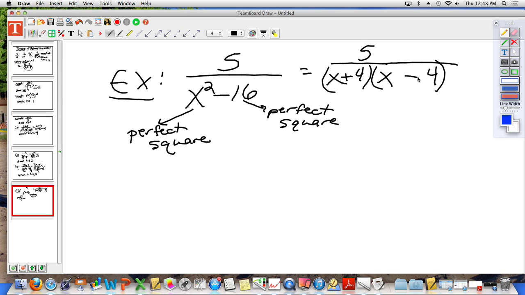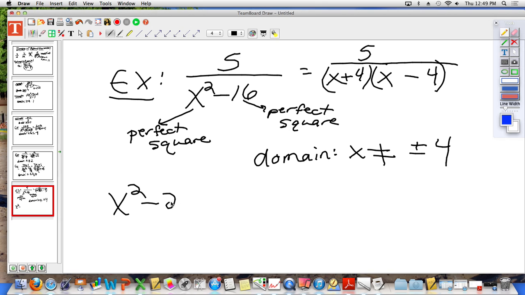So if I asked you for the domain, in this case, you would say that x cannot be what? 4 or negative 4. And you can write it like this if you want. You can say, okay, it can't be positive 4, can't be negative 4. Plus or minus 4. All right? Okay, let's piggyback off of that.